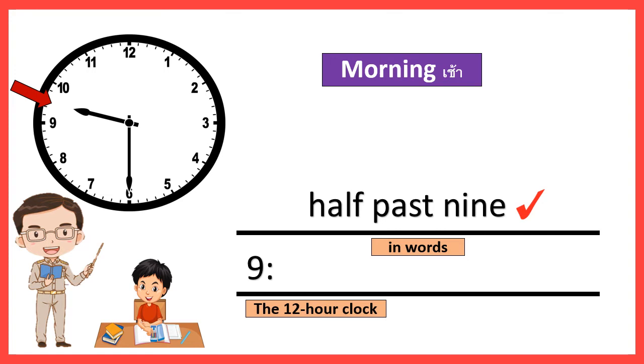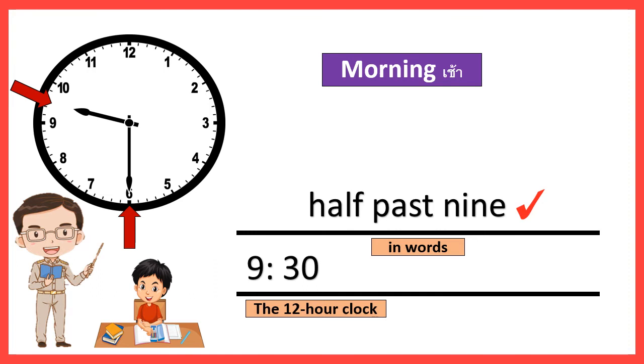Next, let's take a look at the long hand. The long hand is pointing on number 6. Therefore, it means 30 minutes. Now this time, we are going to write AM or PM. What do you think is the answer? Remember, the time is set in the morning. Is it AM or PM?